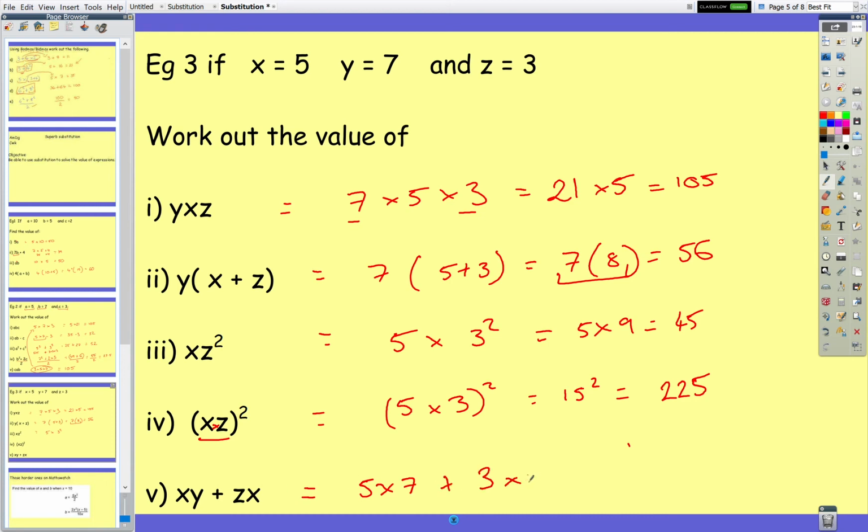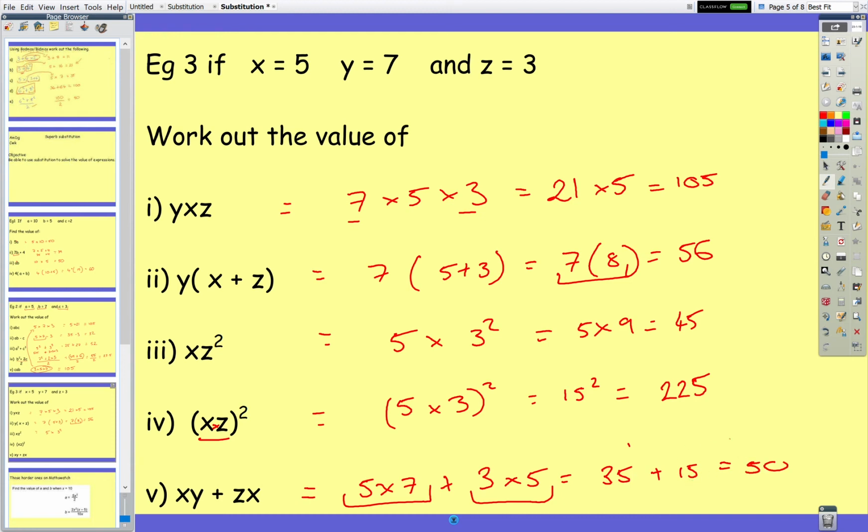plus z, which is 3, times 5. We'll do this one first, it doesn't really matter. So 5 times 7 gives me 35, and then 3 times 5 gives me 15, and then we add the two together. So add 5 gives me 40, add the rest, 10, gives me 50.